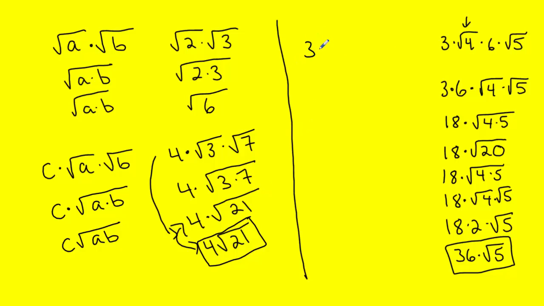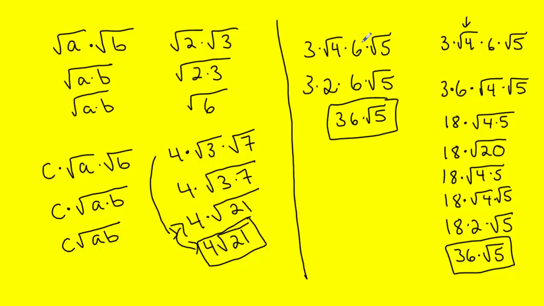So I would have done 3 times the square root of 4, so I'm going to rewrite it, times 6 times the square root of 5. I know the square root of 4 is 2. So we get 6 square root of 5, and if I multiply these together, 3 times 2 is 6, and 6 times 6 is 36 square root of 5. So you can see that it took me a couple of steps to answer this problem, and since I didn't catch it in the beginning, I'd have to do all these extra steps over here.